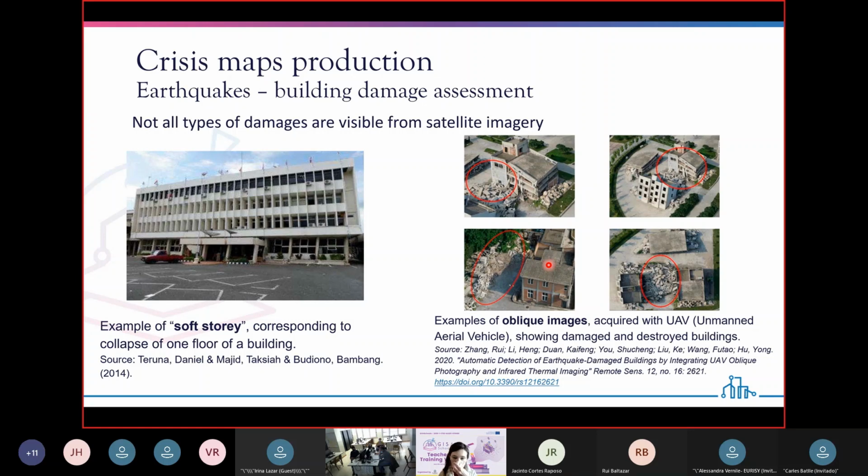An option, sorry again, which is available in some cases is oblique images. These cannot be acquired by satellites. These can be acquired by airplanes or UAVs, drones, if you want, unmanned aerial vehicles, which allow you to see at least the facade of the building. So watching the facade, you are able to see these types of effects or the cracks on the walls. And so you can map better the damage.